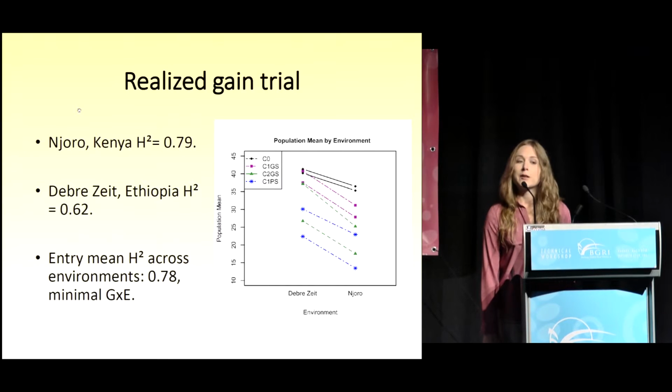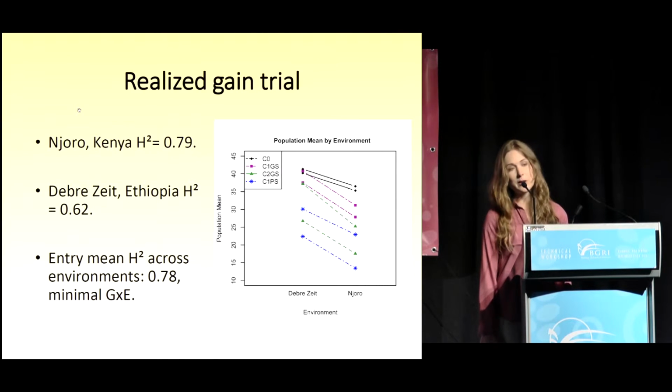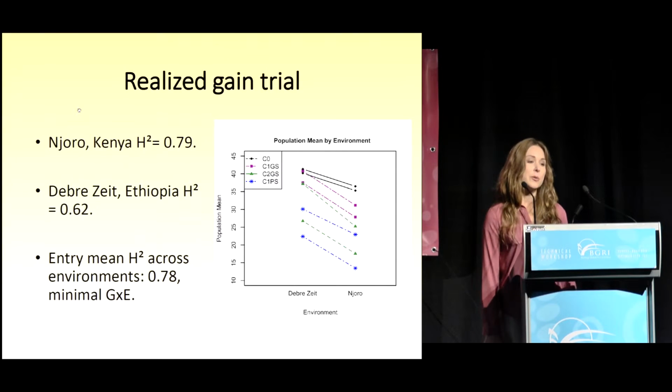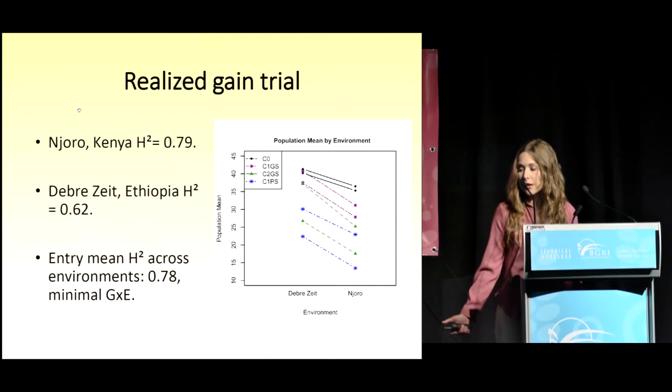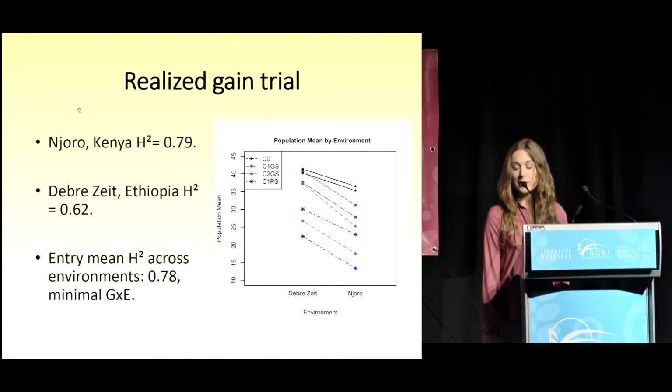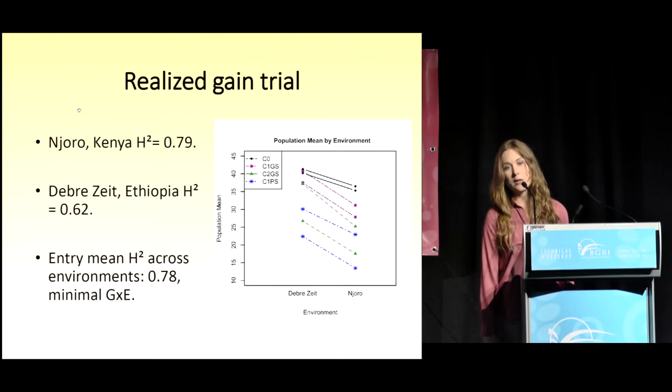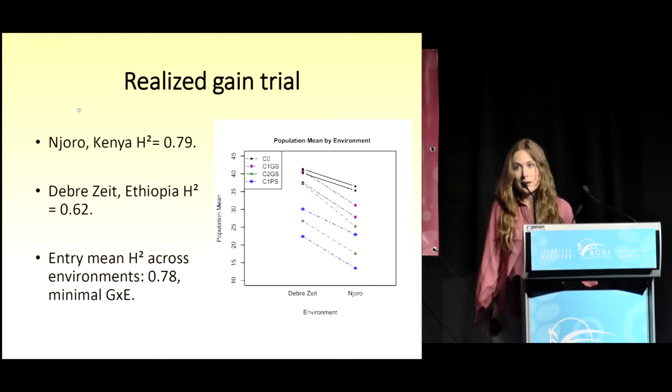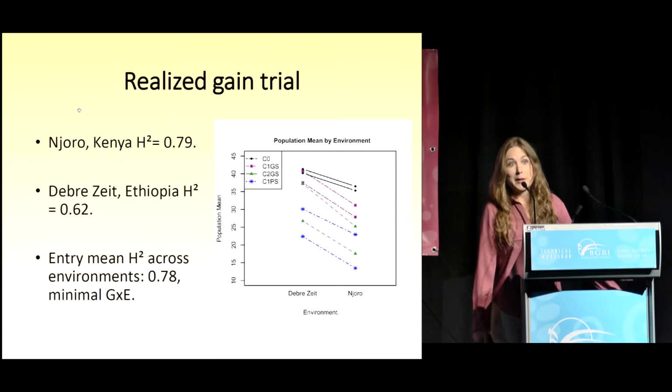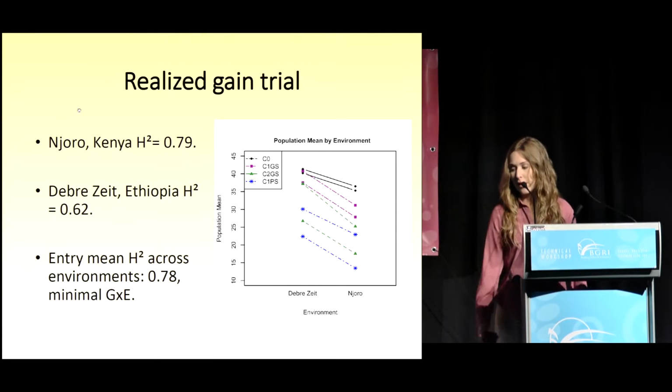Now, for the realized gain trial, we got really lucky, and everything turned out really well. The heritabilities in Joro in that season were 0.79. At the Ethiopia site, they were a little bit lower, but still very high, 0.62. And the entry mean heritability across environments was 0.78. We didn't observe much G by E here. As you can see, we are just plotting the population means across the different environments, and you can see clearly that the Ethiopia site has higher disease pressure, but we did not observe crossover interactions. That means the lines that we identify to be resistant in one site are also resistant in the other site.